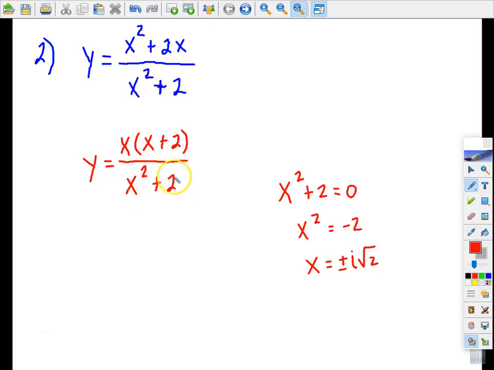Now, you probably could notice that anyway, because even if it's a negative number, when you square it, it becomes positive, and then you're going to be adding another positive number. So there is no way to make this denominator become 0. So therefore, we are going to say that for number 2, there are no points of discontinuity. So that was easy enough.